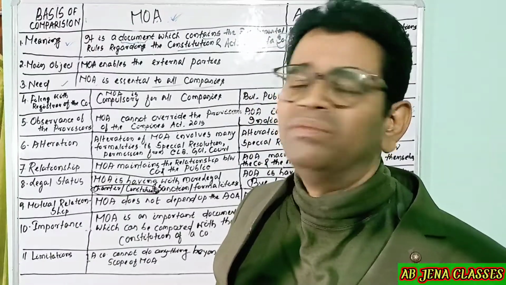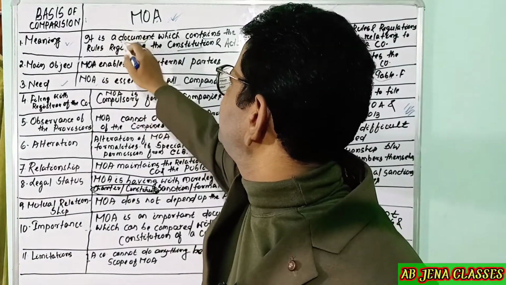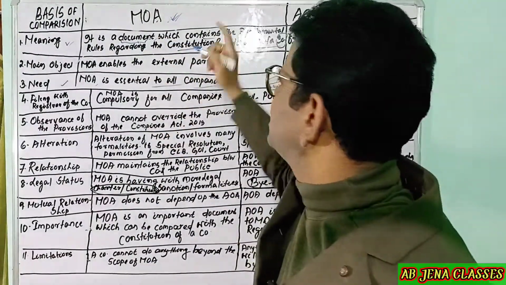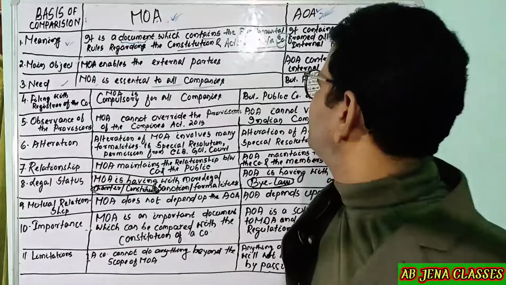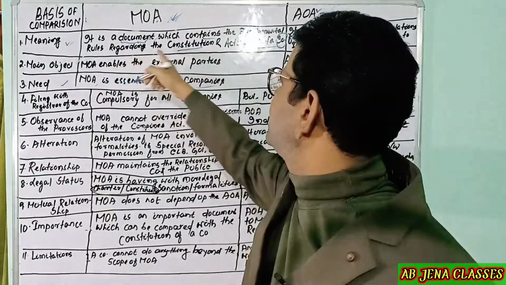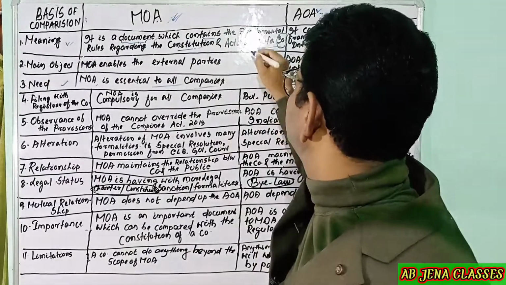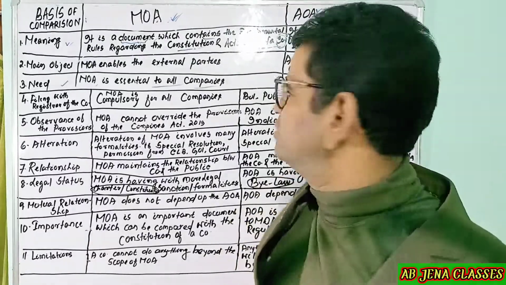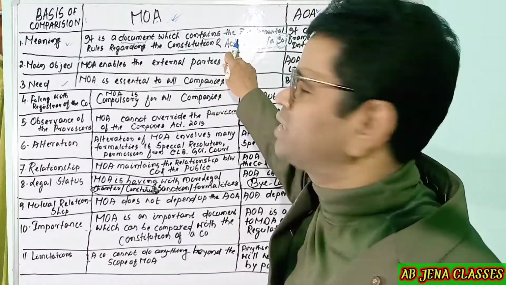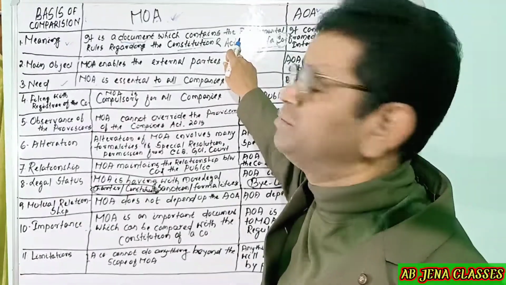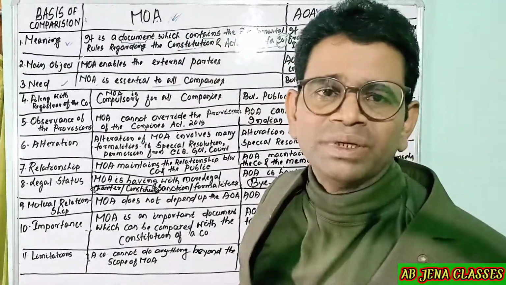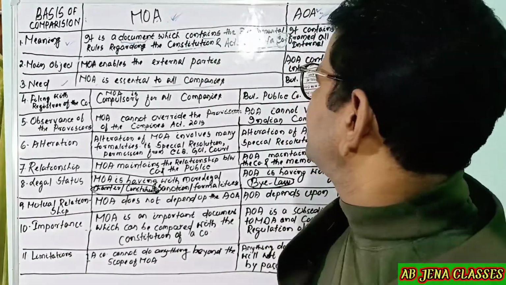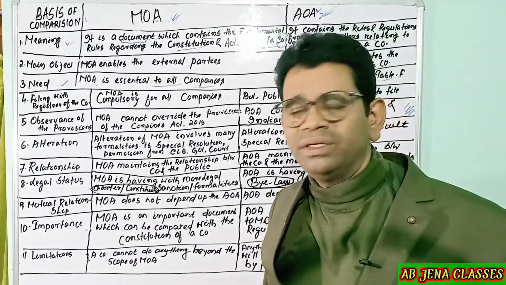What is the meaning of Memorandum of Association? The Memorandum of Association is a vital document which contains the fundamental rules regarding the constitution and the sphere of activities of a company. Here CO stands for company. What are the nature of the activities? One can know the details from the Memorandum of Association, which provides the information with regard to the nature of activities of a company.